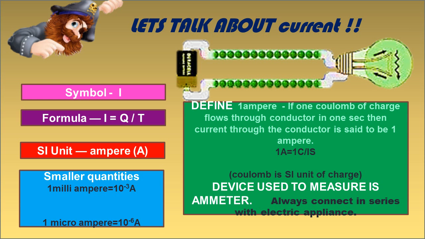If 1 coulomb of charge flows through a conductor in 1 second, then the current through the conductor is said to be 1 ampere. So we know that the current formula is Q upon T. So 1 ampere current is equal to, in place of Q we can write 1 coulomb, and in place of time we can write 1 second. So that becomes 1 ampere is equal to 1 coulomb upon 1 second. And the device used to measure the current is the ammeter. Always connect the ammeter in series with the electric appliance.